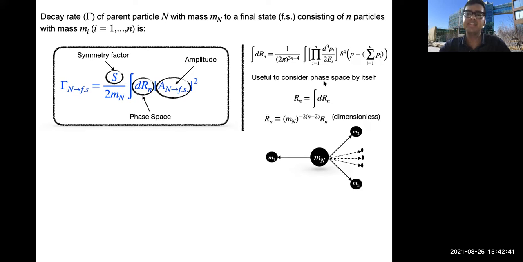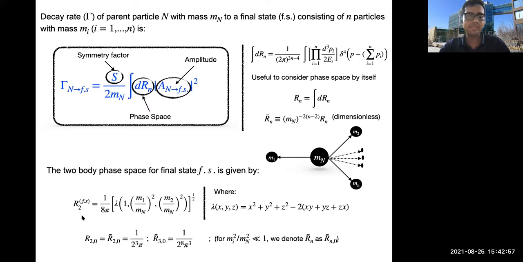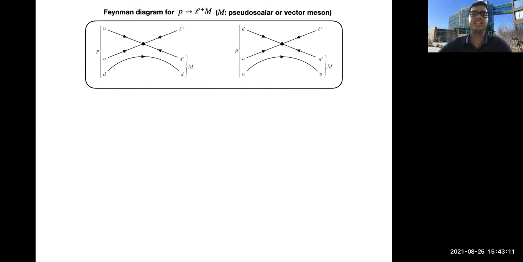It's useful to consider the phase space by itself. For the case when the daughter particles are much lighter than the parent particle, we can also extract appropriate powers of the mass of the parent particle to define a dimensionless phase space R_n bar. This is the two-body phase space given by the well-known triangle function lambda. We will denote by a subscript naught the cases where the daughter particles are much lighter than the parent particle.